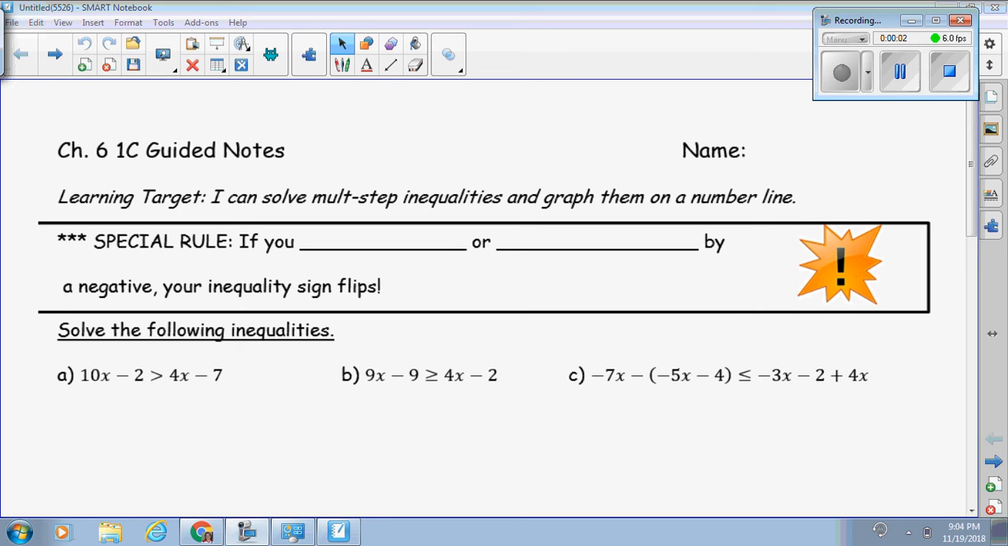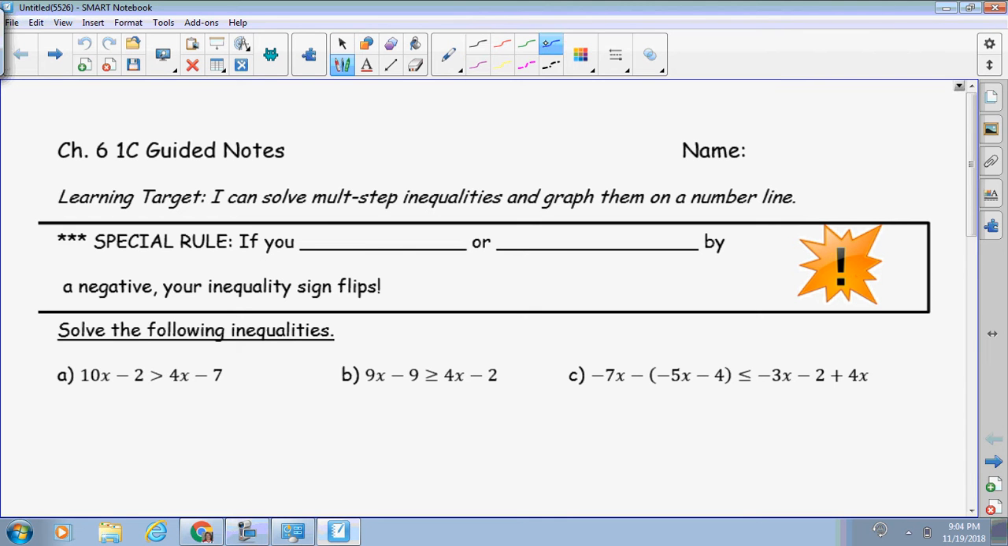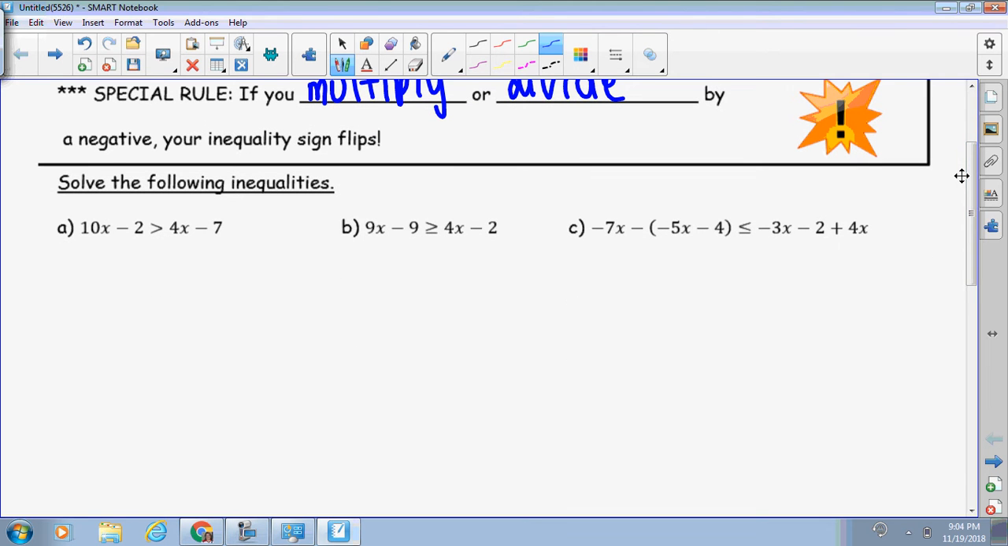Okay, so we're going to work through level 1C guided notes. Your learning target for this level is: I can solve multi-step inequalities and graph them on a number line. Again, your special rule: if you multiply or divide by a negative, your inequality sign flips. You cannot forget that. All right, so we're going to just solve several equations here.